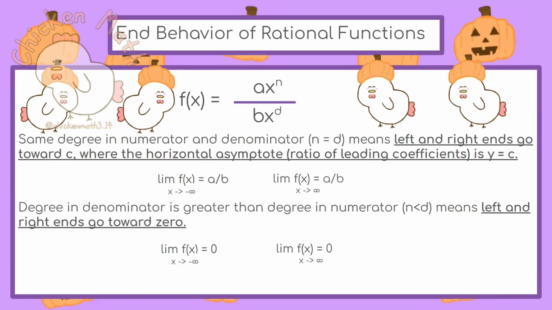Now, when the degree in the denominator is greater than the degree in the numerator, when n is less than d, this means that their left and right ends go towards 0. So this should make sense because if the denominator's degree is greater than the degree of the numerator, it sort of overtakes that, and everything just heads towards 0 no matter what direction it goes. Whether to the left or the right, it always goes towards 0.